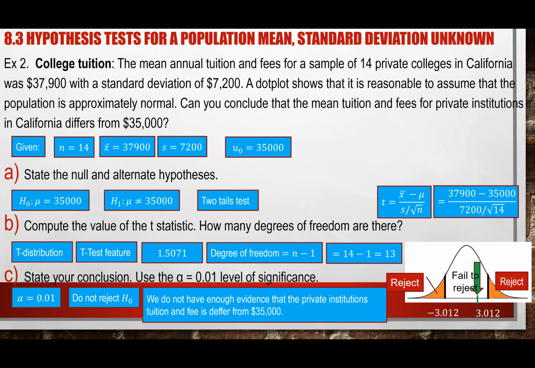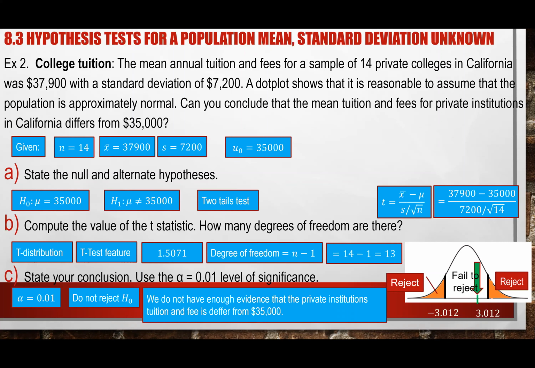Right. The only reason why we do the alpha over 2 is when you find a critical value. The alpha over 2 is only used to find your critical value in your table. So when you compare the p-value versus the alpha, you only compare to the original alpha. Whatever alpha they give you, that's the alpha you compare to.